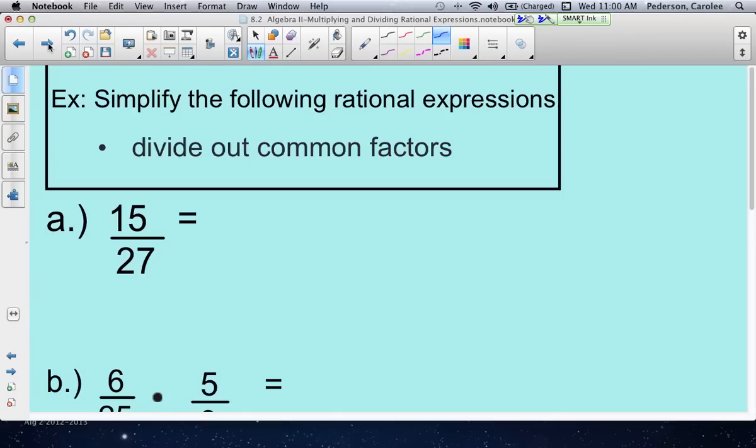So question A. 15 over 27. Think back to what we did to reduce those. We want to find a common factor. So 15 over 27. What are both of those numbers divisible by? And you want to find the greatest factor. So we can divide 15 by 3, and we get 5. We can divide 27 by 3, and we get 9. So our final answer then is 5 9ths.